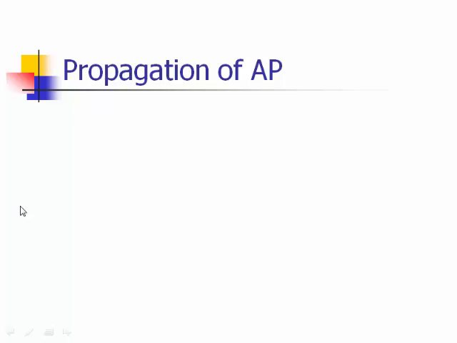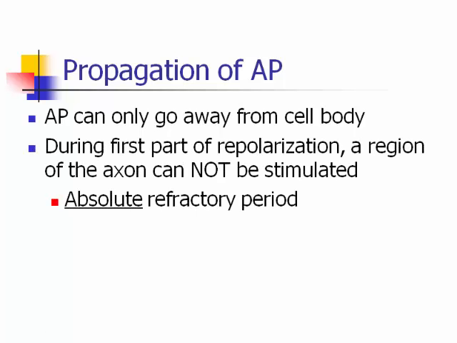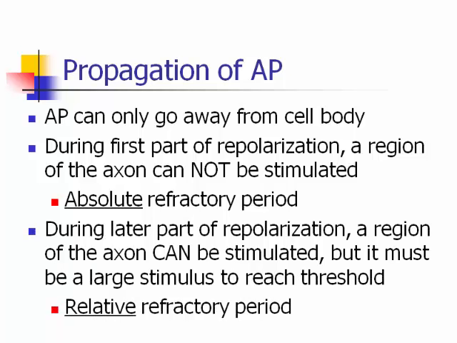Okay, so propagation of the action potential, which is the conduction moving, can only go in one way. During the first part of repolarization, a region of the axon cannot be stimulated. That's called the absolute refractory period. And then during the later part of repolarization, a region of the axon can be stimulated, but it must be a large stimulus to reach threshold.